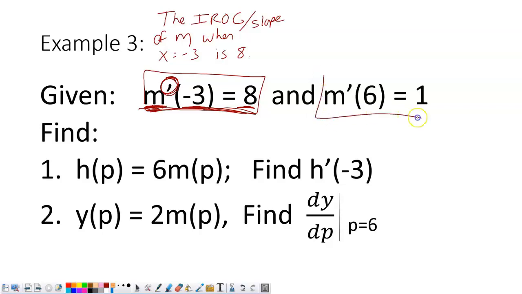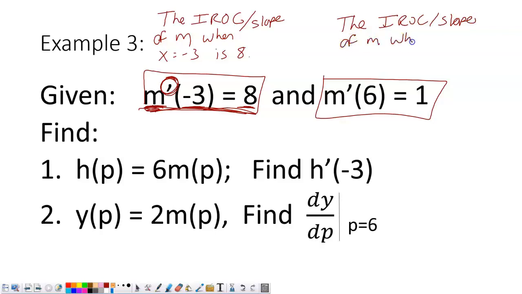All right? So pause the video here and see if you can. You don't have to write anything down. You can if you want to. But how would you interpret that one? M prime of 6 equals 1. Well, hopefully you guys know then that just based on the last example, that means that the instantaneous rate of change, aka slope, of m when x equals 6 is 1. So basically, I've given you 2 pieces of information about this function m. I've told you what its slope is at x equals -3, and I've told you what its slope is at x equals 6. Okay?